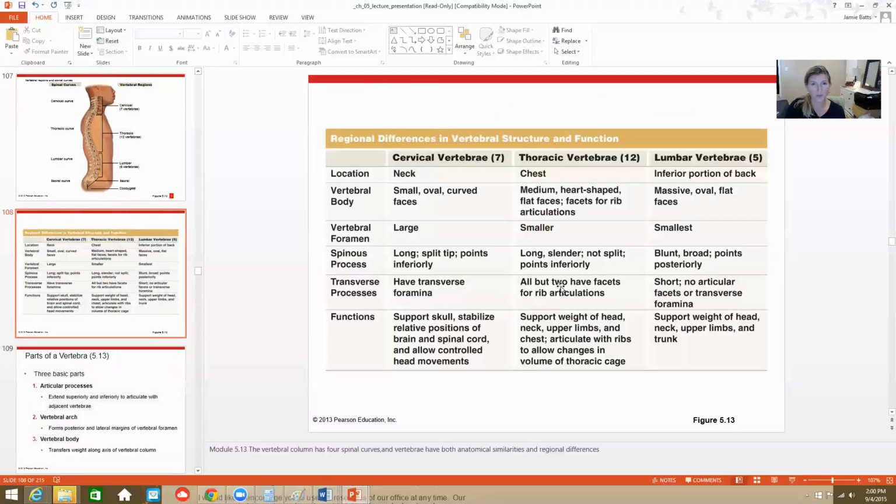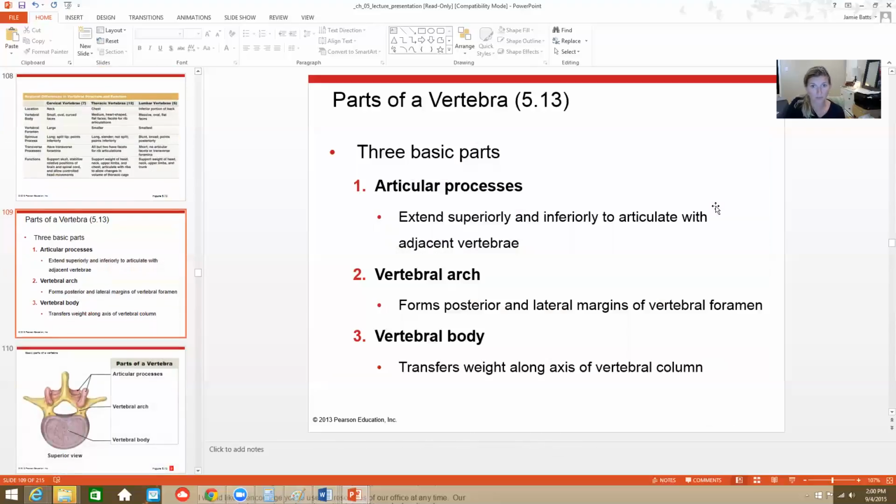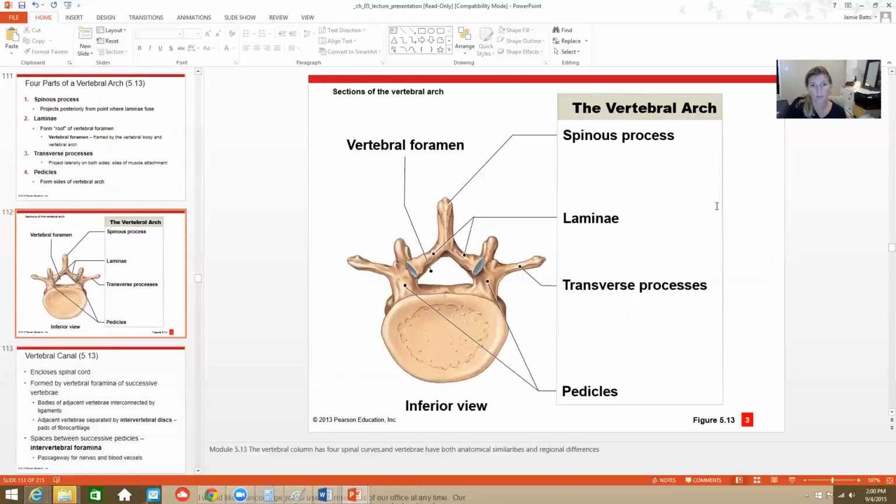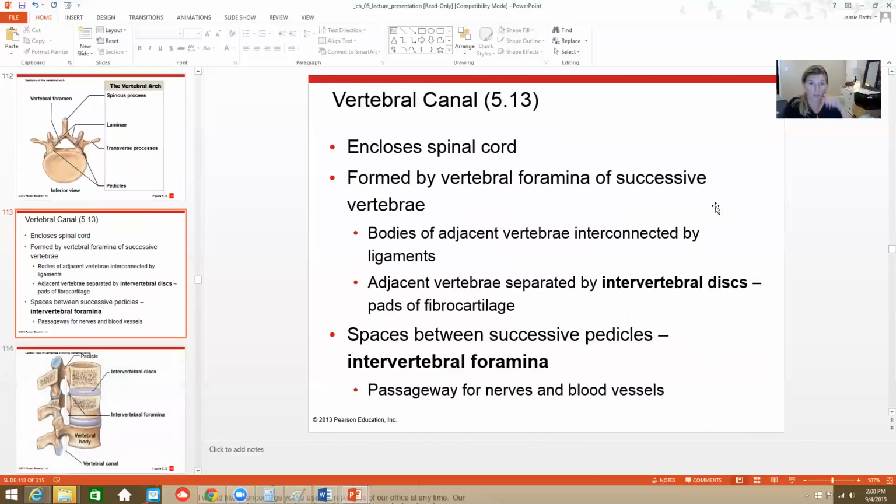This goes through and shows you the different structures of our vertebral bones and how they differ between vertebrae. You do not need to know that for me, but you may need to know that for your lab instructor. So I'm zipping through this because, again, you don't need to know it for me, but you may need to know it for your lab instructor.